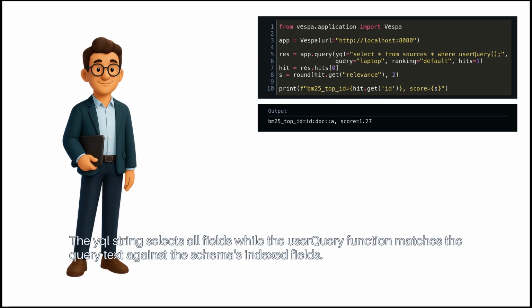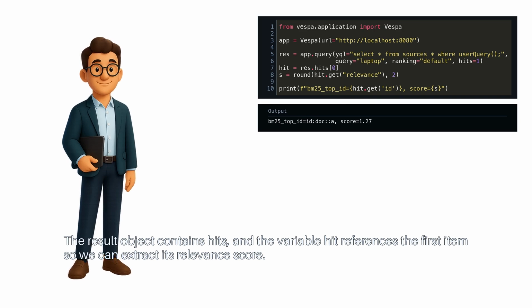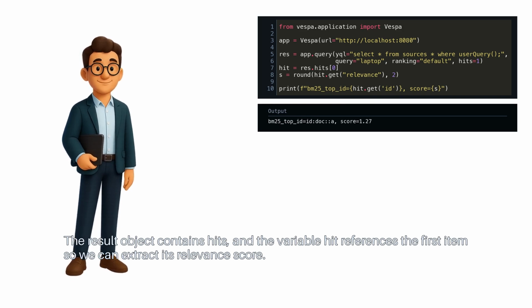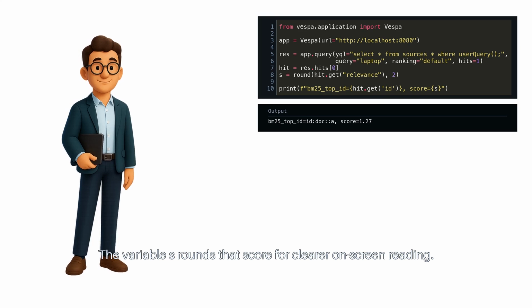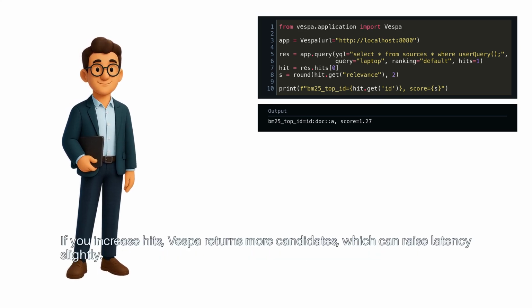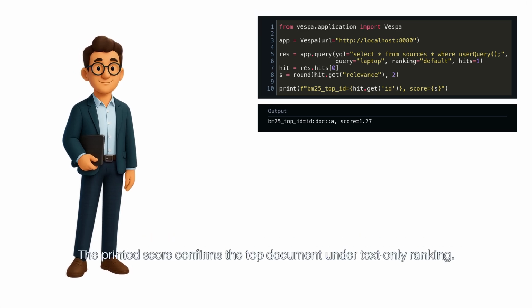schema's indexed fields. The result object contains hits, and the variable hit references the first item, so we can extract its relevance score. The variable S rounds that score for clearer on-screen reading. If you increase hits, Vespa returns more candidates, which can raise latency slightly. The printed score confirms the top document under text-only ranking.